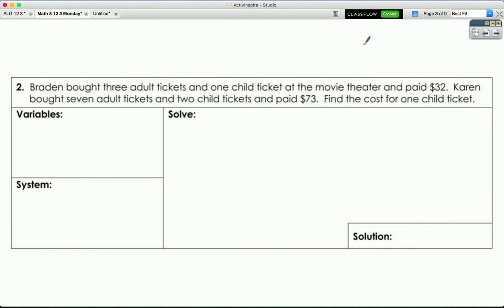It says Braden bought 3 adult tickets and 1 child ticket at the movie theater and paid $32. Karen bought 7 adult tickets and 2 child tickets and paid $73. Find the cost for 1 child ticket. So just like last time, we're going to determine what x and y should represent in this problem. So this whole problem is talking about adult tickets and children's tickets. So I could say that x is the price for the adult tickets.